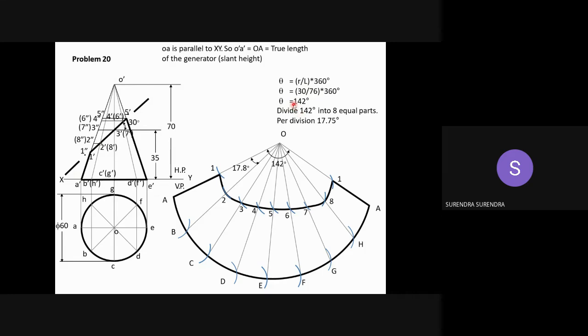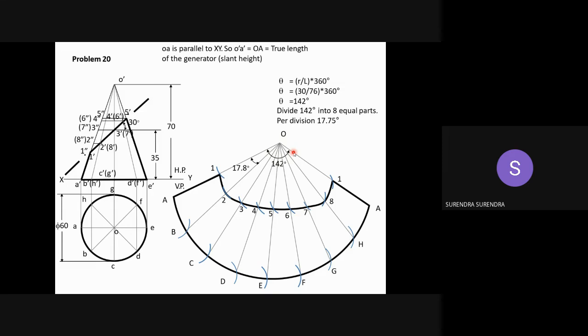So total theta equals 142. So 142 by 8 equals 17.75. Marking 17.75 directly is difficult. So what you have to do is, with O as center and radius equal to the 76 slant length, draw this arc for a total of 142 degrees. And now, by using the angular bisection method, divide this total angle into 8 equal parts. The best way is angular bisection. By using other methods, you don't get the accurate value.